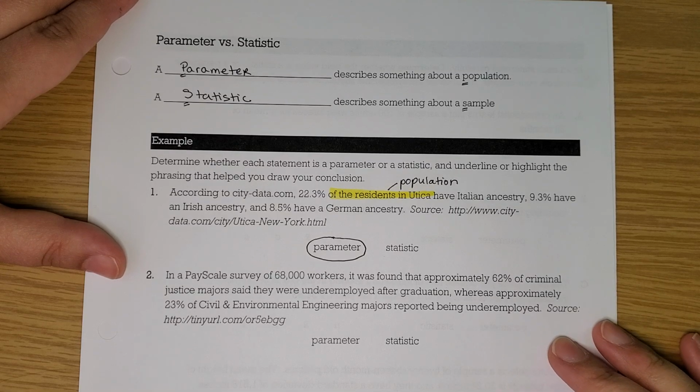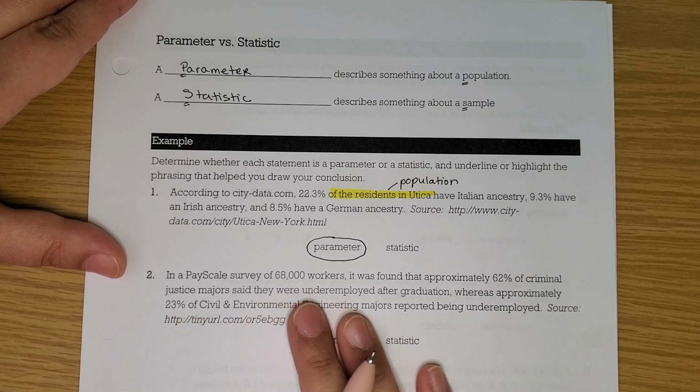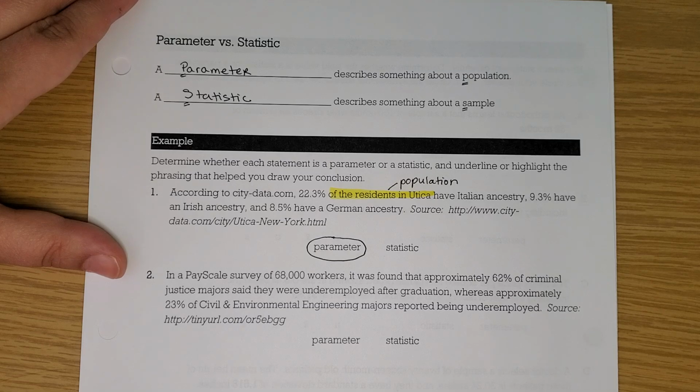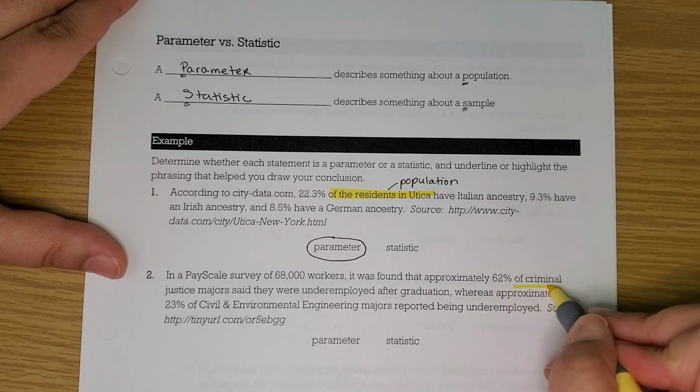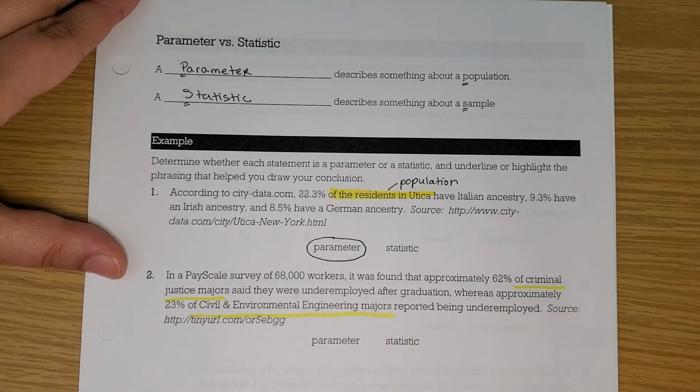Let's look at this second example to see how a percentage might be a sample or a statistic value. So it says, in a pay scale survey of 68,000 workers, it was found that approximately 62% of criminal justice majors said they were underemployed after graduation, whereas about 23% of civil and environmental engineering majors reported being underemployed. So again, we have some percentages, 62% and 23%. So we want to know where those numbers came from. So we have 62% of criminal justice majors and 23% of civil and environmental engineering majors.